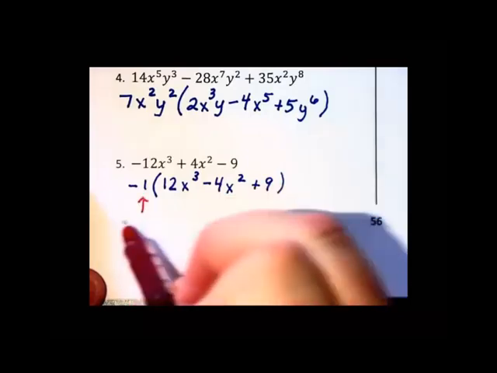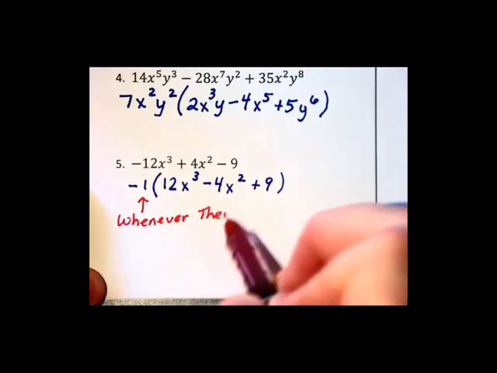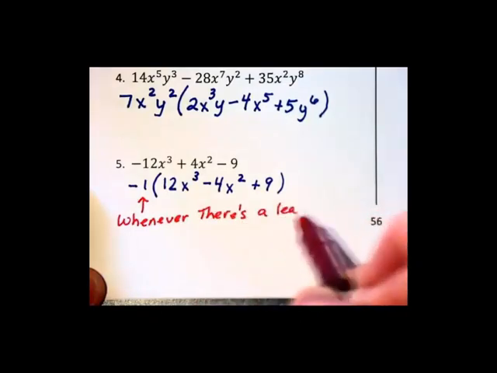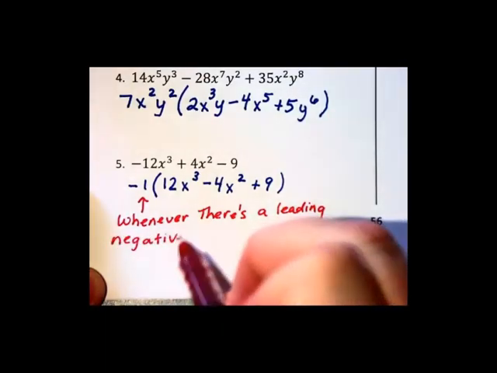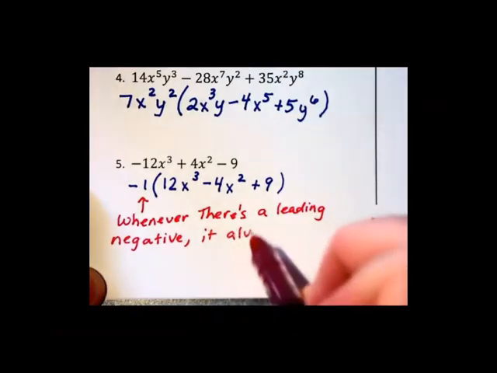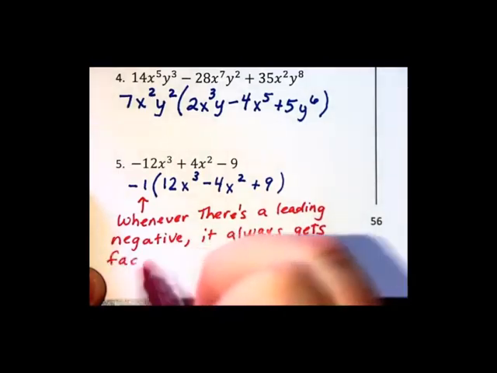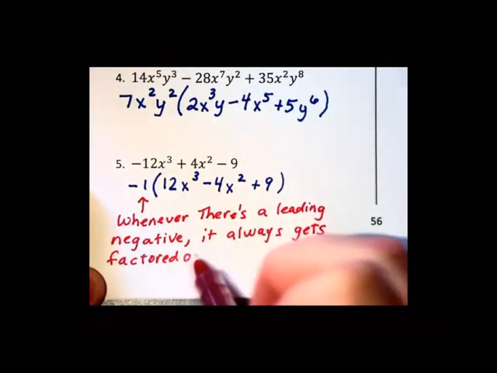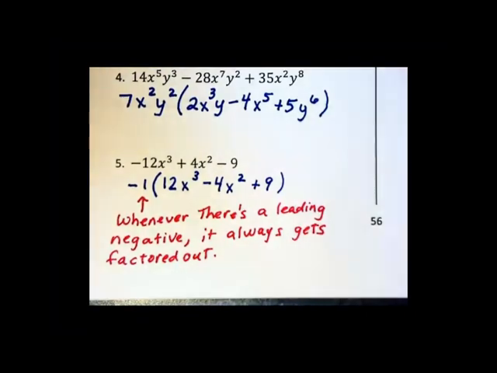So as a general rule, and I'd like to write this out, whenever there's a leading negative coefficient, it always gets factored out. That leaves a positive at the beginning of our parentheses, which is what we like for when we get to multi-step factoring problems. So that is the factoring out a least common or greatest common factor method.